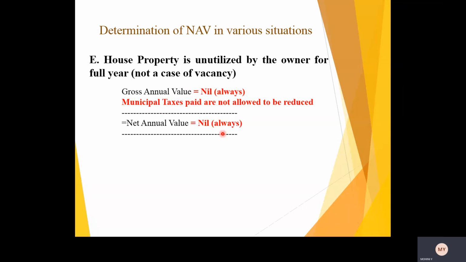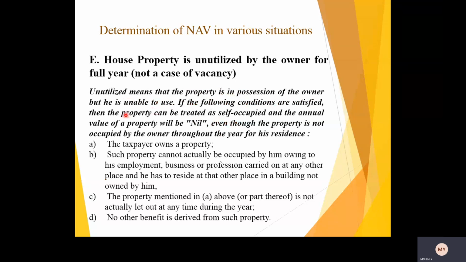Since the treatment is the same as self-occupied, because the owner still has possession of that house property but is not able to utilize it. Unutilized means that the property is in possession of the owner but he is unable to use it. If the following conditions are satisfied, then the property can be treated as self-occupied and the annual value of the property will be nil, even though the property is not occupied by the owner throughout the year for his residence.